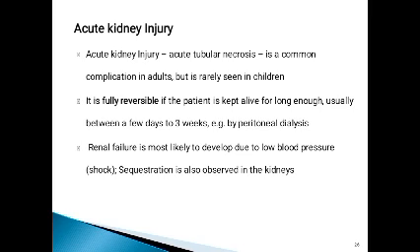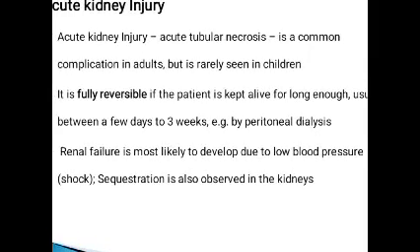Acute kidney injury. Acute tubular necrosis is a common complication in adults, but it is rarely seen in children. It is fully reversible if the patient is kept alive for long enough, usually between a few days to 3 weeks, for example by peritoneal dialysis. Renal failure is most likely to develop due to low blood pressure, shock. Sequestration is also observed in the kidney.